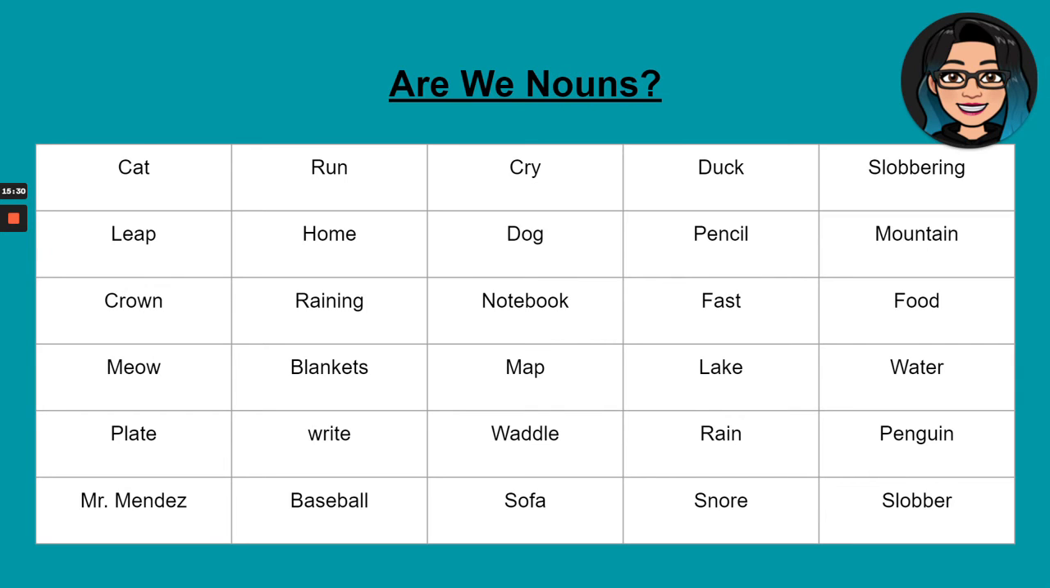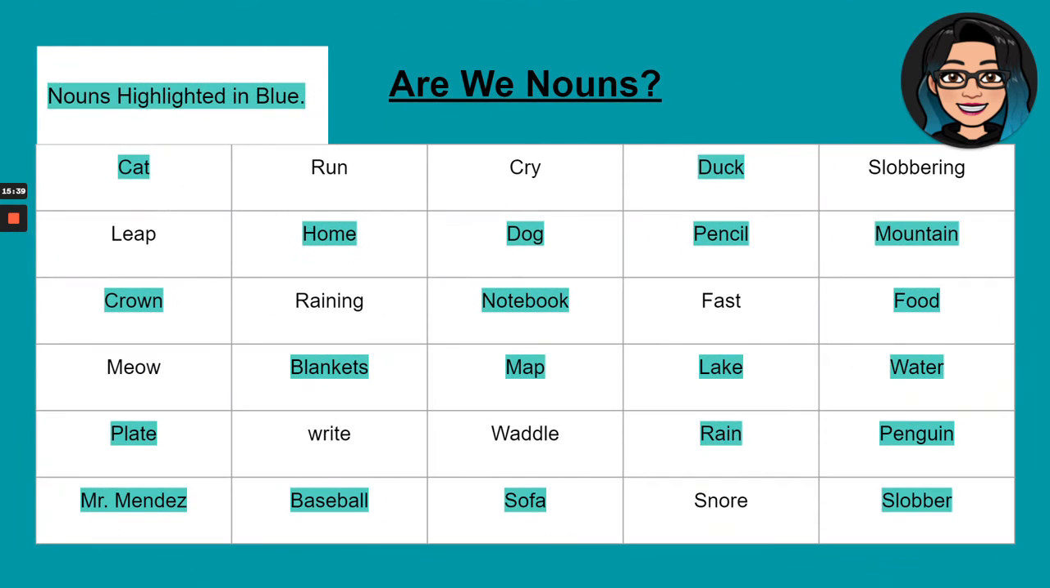Okay, so now that we've gone over all of the words, we're going to move on to the answers. So here we go. So here we have the same table, but some of the words are highlighted and some of them are not. So the nouns that are highlighted in blue are in fact nouns. So anything that is not highlighted is not considered a noun.